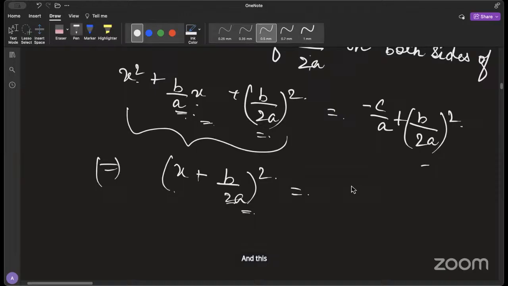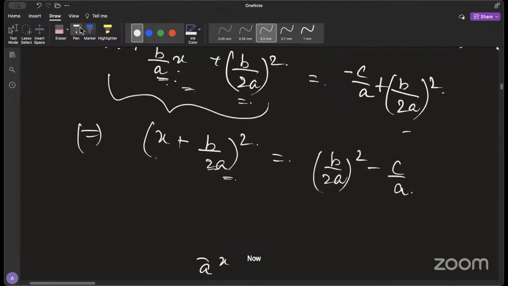And this is equal to b by 2a squared minus c by a. Now we have to find the value of x. We're doing all this to solve for x, right? So how do you solve for x from this equation?